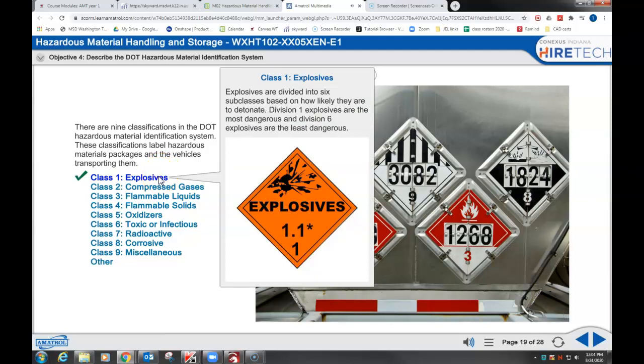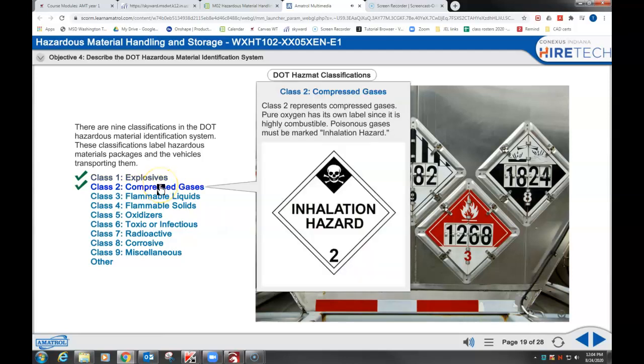Explosives are divided into 6 subclasses based on how likely they are to detonate. Division 1 explosives are the most dangerous, and Division 6 explosives are the least dangerous. Class 2 represents compressed gases. Pure oxygen has its own label since it is highly combustible. Poisonous gases must be marked inhalation hazard.